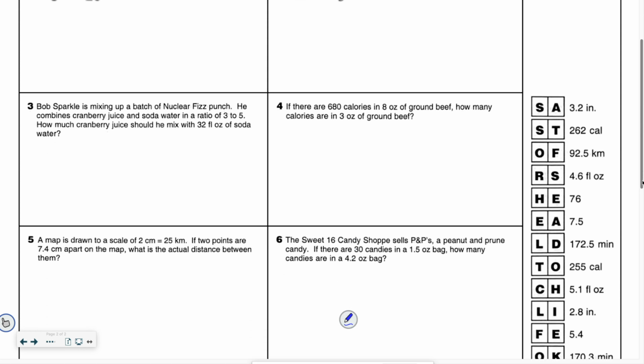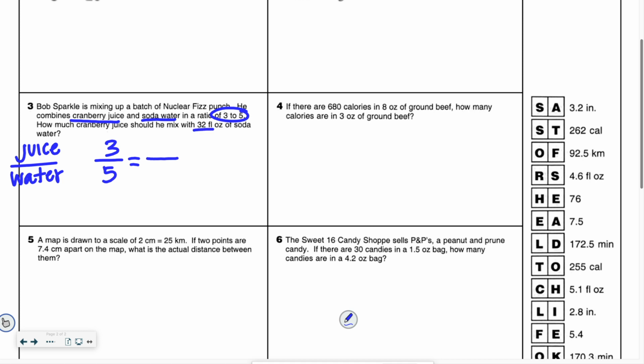Let's look at 3. Bob Sparkle is mixing up a batch of nuclear fizz punch. He combines cranberry juice and soda water in the ratio of 3 to 5. How much cranberry juice should he mix with 32 fluid ounces of soda water? All right, so what two things are we comparing? Cranberry juice and soda water. So I'm just going to put juice over water. And we know it's in the ratio of 3 to 5. So that's the first part. 3 over 5 equals how much cranberry juice should he mix with 32 fluid ounces of soda water?